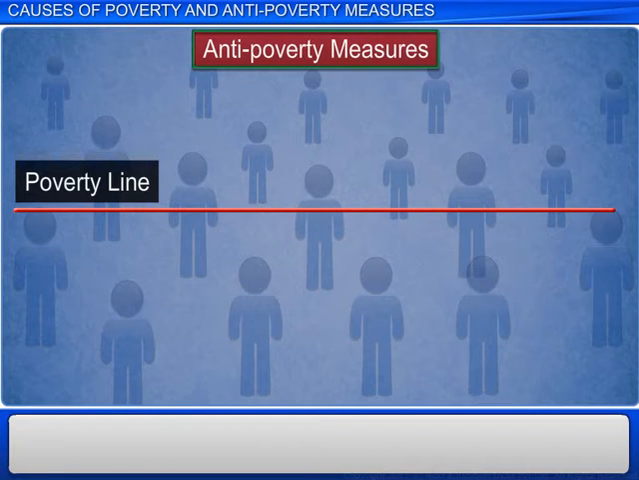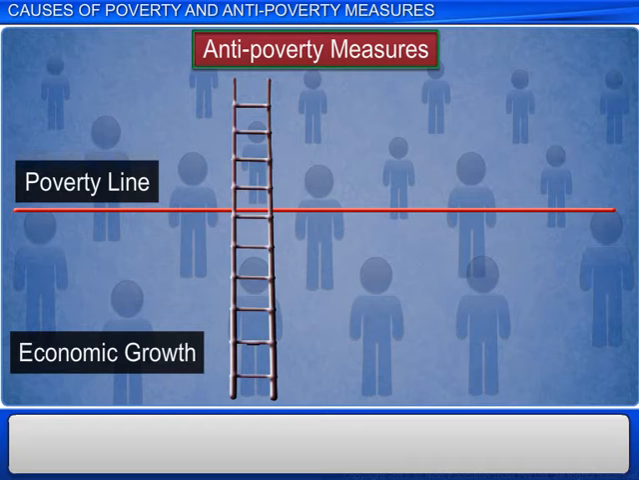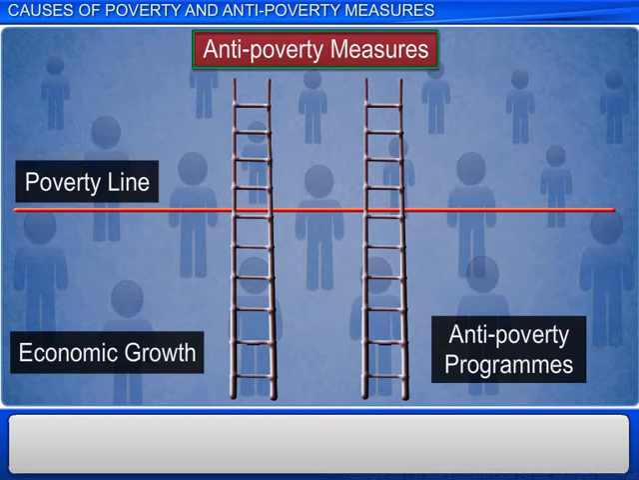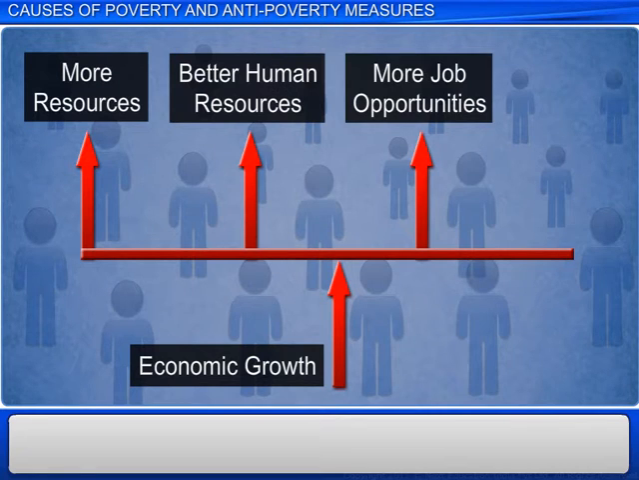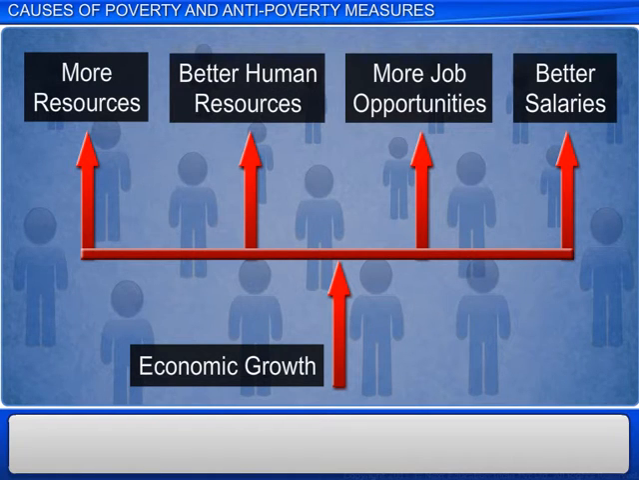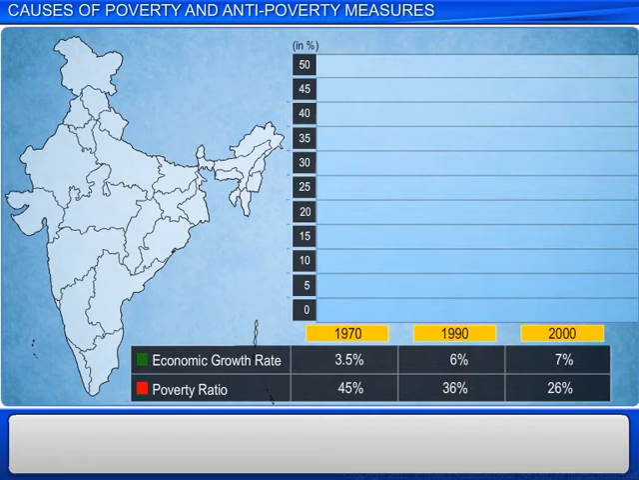Anti-poverty measures taken by the Indian government are based on two main objectives: increasing economic growth in the country and launching anti-poverty programs for specific groups of people. Economic growth provides more resources and opportunities for human resource development like education, training, and healthcare. All this results in reduction of poverty. This graph clearly shows the link between the increase in the growth rate of the economy and the decrease in the poverty ratio in India.